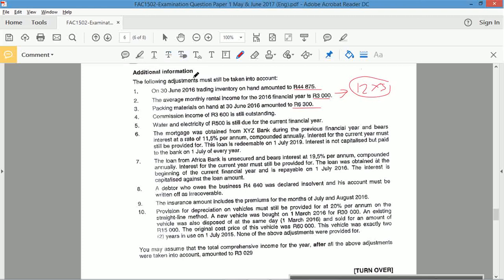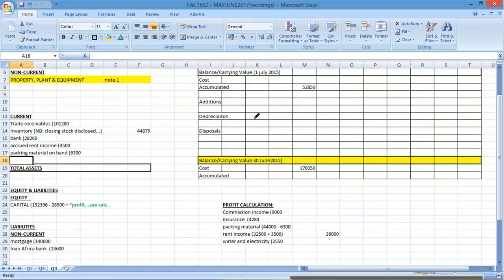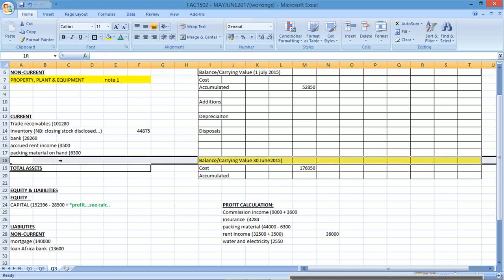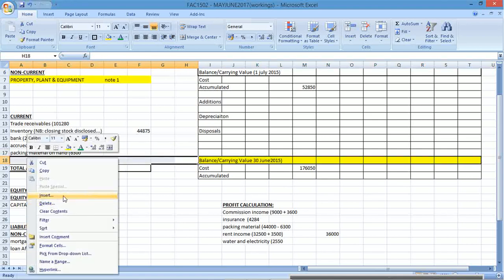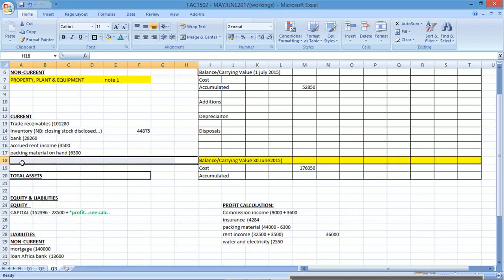Okay, what's next? Commission income. Okay, if it's still outstanding, you tell me what to do. Still outstanding meaning? It's accrued income. Exactly. Good. So commission income, still outstanding. Add it here. How much? 3,600. Accrued income. So I've got accrued rent income. You can group all of these as one. I'm showing them all separately. There's nothing wrong with showing it as one line item.